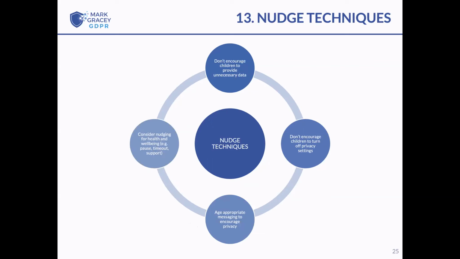The 13th standard is around nudging techniques. So that's the prompting or the pushing of messages. That really comes down to not encouraging children to provide data that you don't really need, and not doing anything to prompt them to turn off privacy settings. Make sure you've got age-appropriate messaging, as we've mentioned already, to encourage privacy, but do use nudging techniques if it's going to be in the interest of the child. So, for example, telling them how they can pause what they're doing so they can take a time out, or where they can get support if they need to, particularly if there's health and or well-being elements to what you're offering. So it's saying you can use nudge techniques, but if you do, it should only be in the interest of the child. Don't try and use them to encourage children to do things that may be in your interest, but not necessarily in theirs.